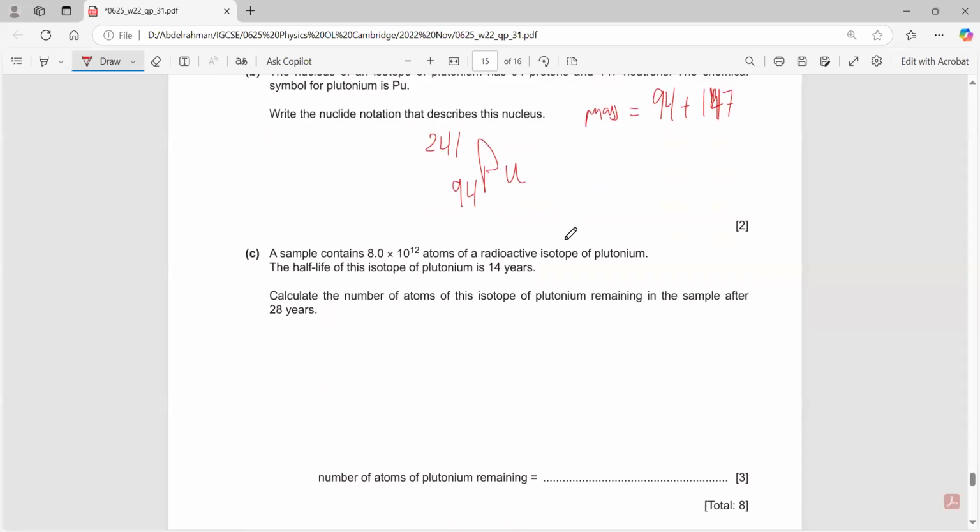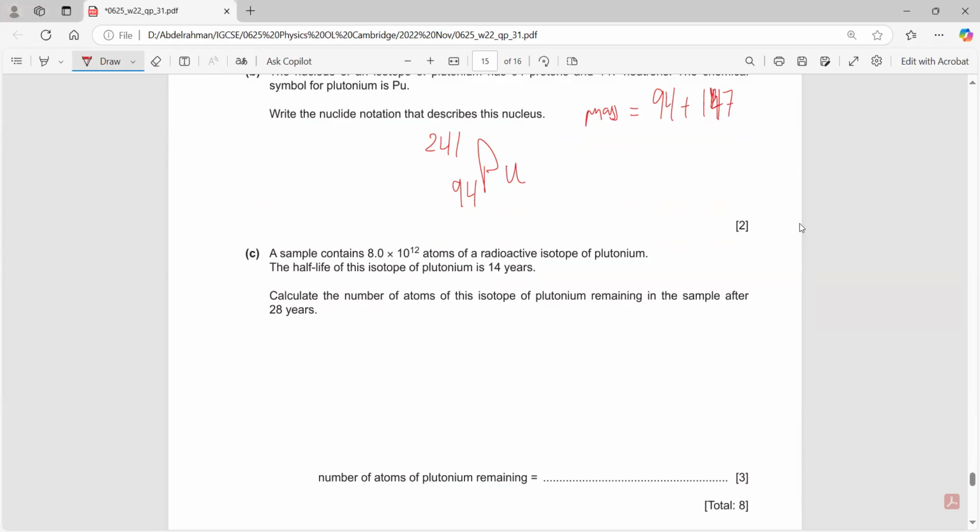Sample contains 8 times 10 to the power of 12 atoms. The half-life is 14 years. Calculate the number of atoms remaining after 28 years. How can I find it after 28 years? First of all, you need to say how many half-lives do we have?